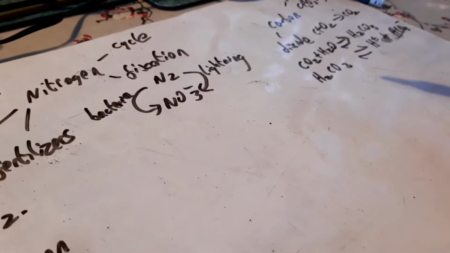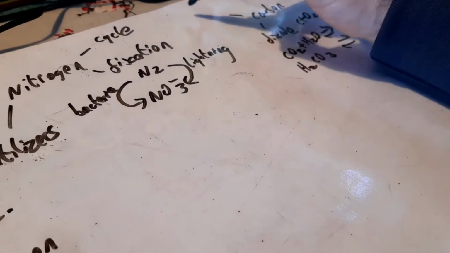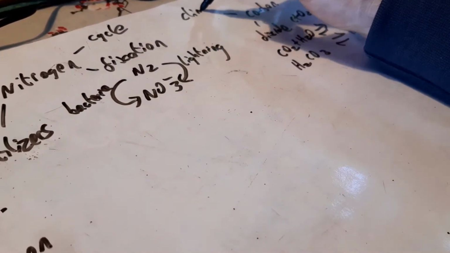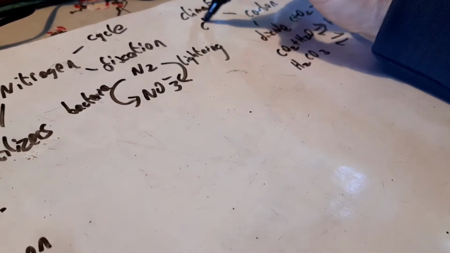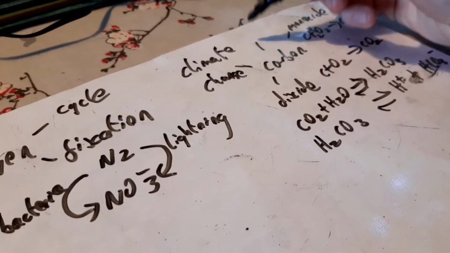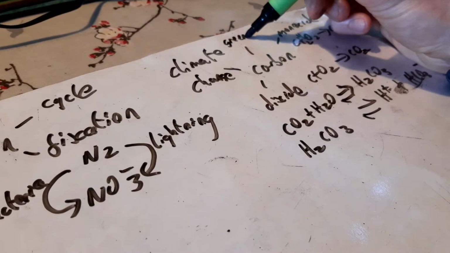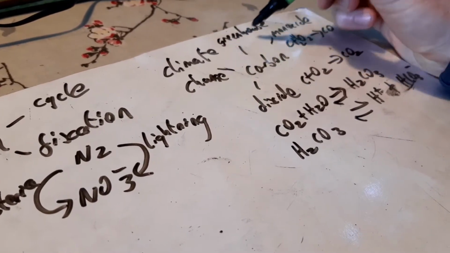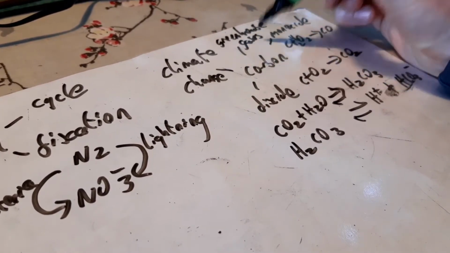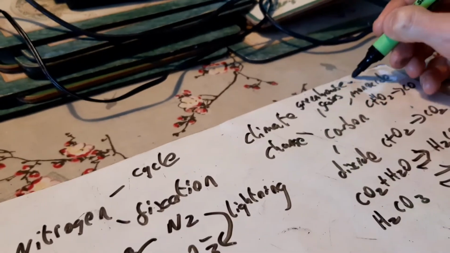Another really important concept here is obviously climate change, isn't it? Greenhouse gases. Be familiar with what a greenhouse gas is. That's a really important idea. Make sure you know some other examples of greenhouse gases. Methane is a good example. CFCs are a good example. You might want to write them in there as well.